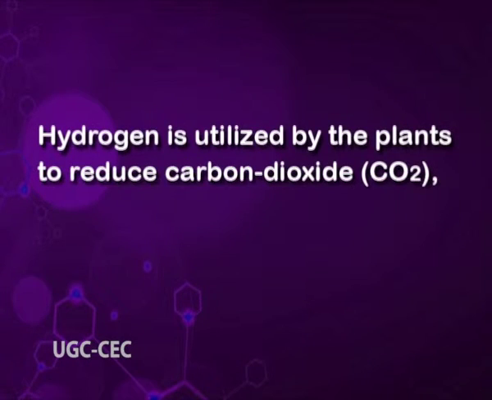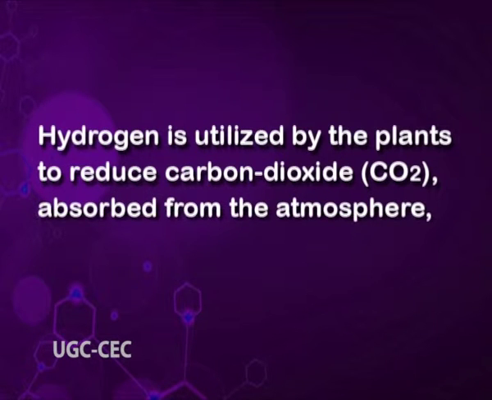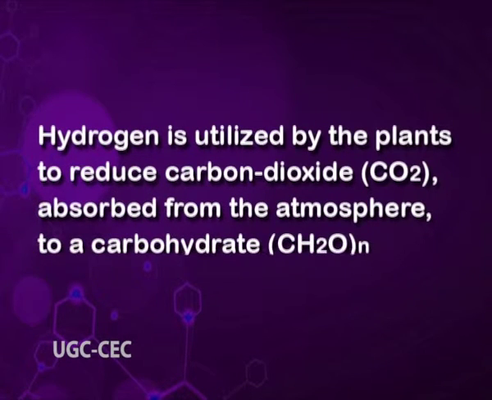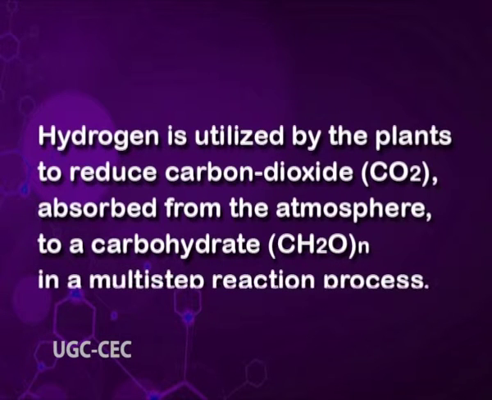Ozone is formed from oxygen, and oxygen is formed by the photosynthetic organisms that can split water to hydrogen and oxygen using the energy of sunlight. Hydrogen is utilized by the plants to reduce carbon dioxide absorbed from the atmosphere to a carbohydrate in a multi-step reaction process. By this process of photosynthesis, plants produce food for themselves and also for the animals and the humans.